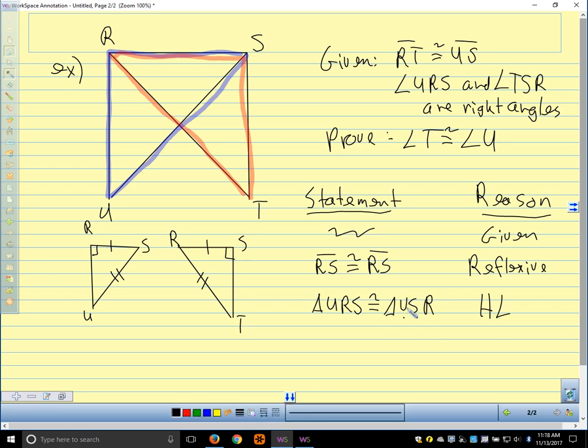And now I can say that angle T is congruent to angle U by CPCTC. Corresponding parts of congruent triangles are congruent. And if you said at this point those angles are congruent because the triangles are congruent, that's fine also. It means the same thing, really. Do you mean that triangle URS is congruent to the triangle TSR? Yes, thank you. I said it right but I wrote the wrong thing.